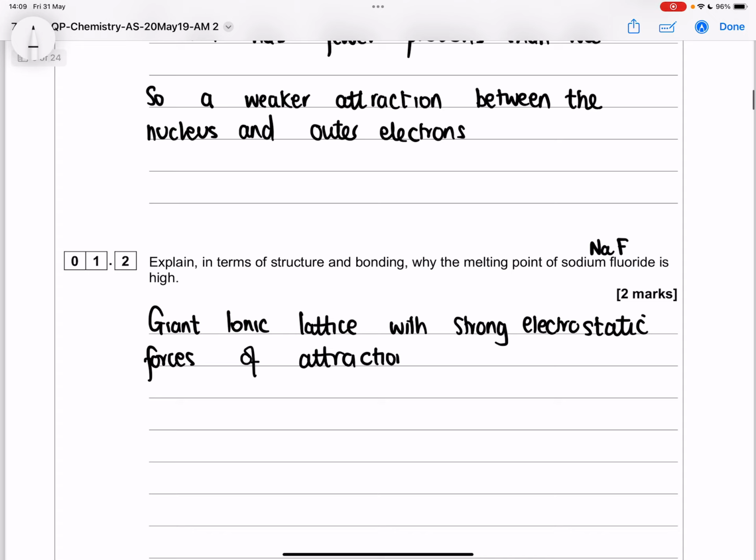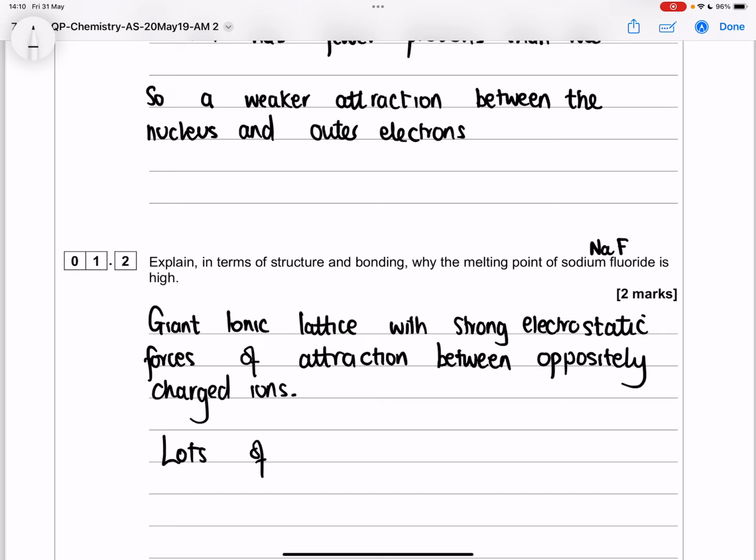and it's important that you say attraction here, so they're not repulsive forces. Between, in the lattice, we've got these oppositely charged ions. And as a result, lots of energy is needed to overcome these strong attractions.